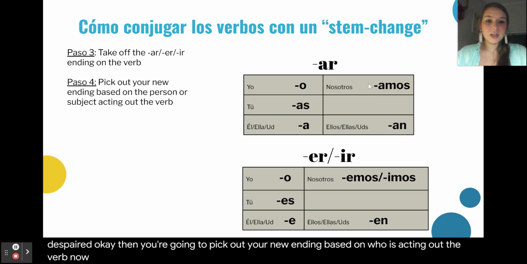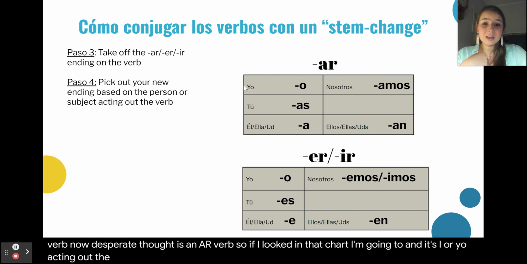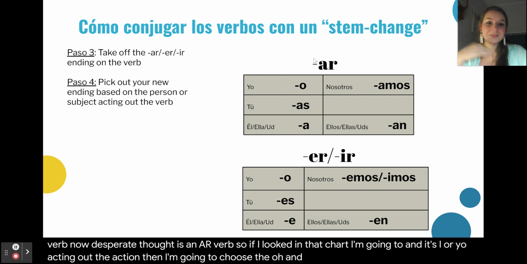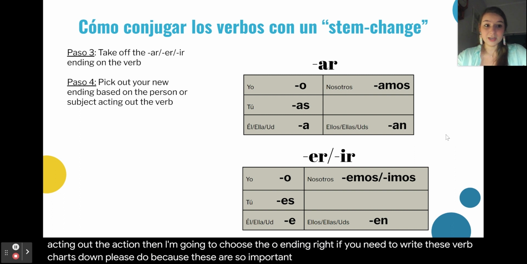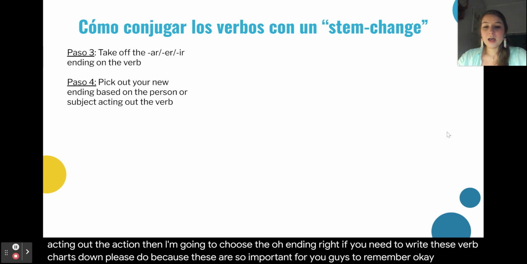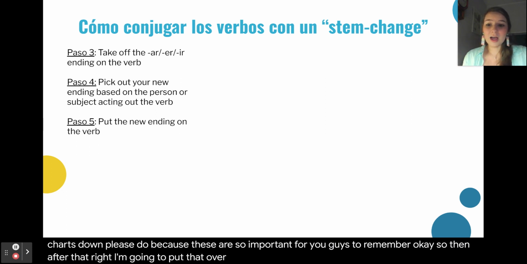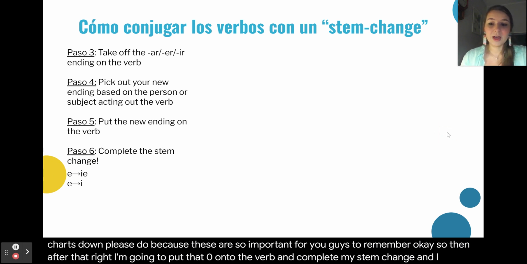Now, despertar is an AR verb. So if I looked in that chart, and it's I or yo acting out the action, then I'm going to choose the O ending, right? If you need to write these verb charts down, please do, because these are so important for you guys to remember. Okay. So then after that, right, I'm going to put that O onto the verb and complete my stem change. And I will show you how that works.